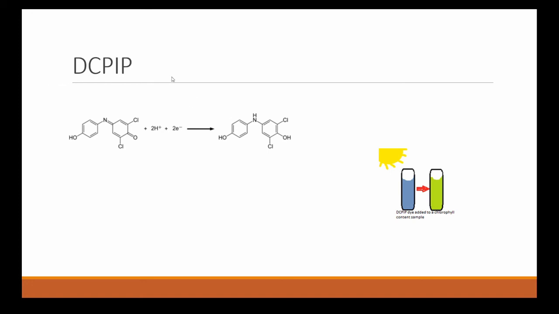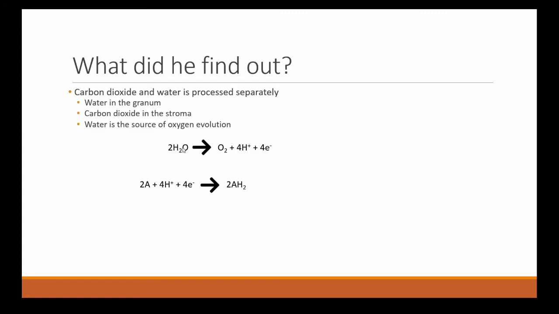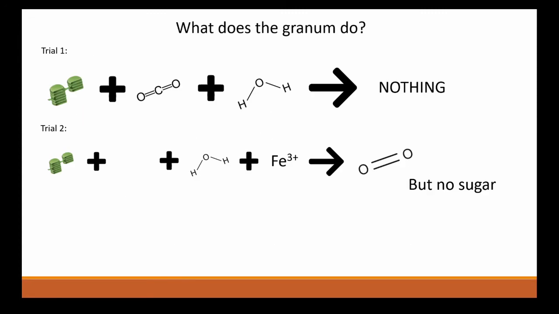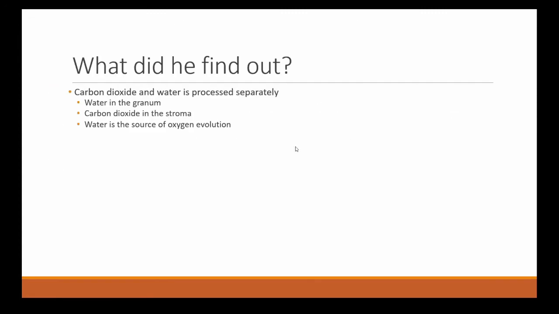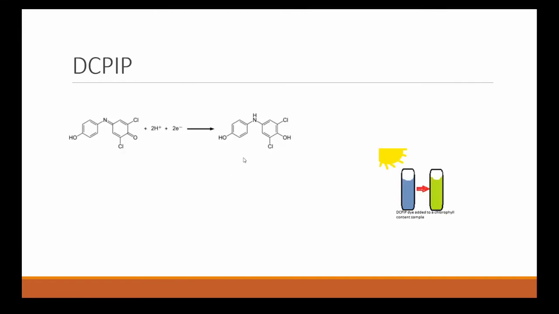DCPIP is now something that is used in high school or college, when you're asked to do the exact same reaction. You're most likely not going to do it with the iron like he did, just because it's hard to determine whether the iron was reduced or oxidized. But now you have a spectroscopic method. You can immediately see the color change, and that way you know the reaction is working just the way it was intended to.